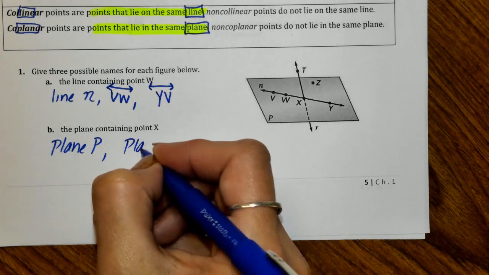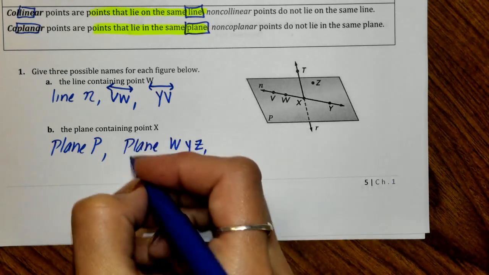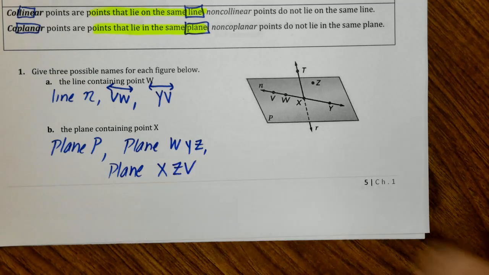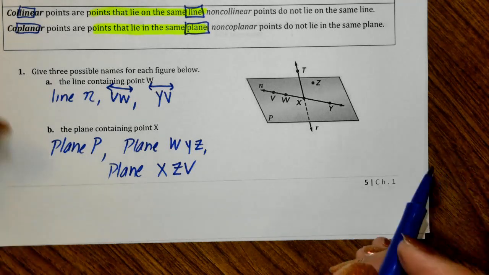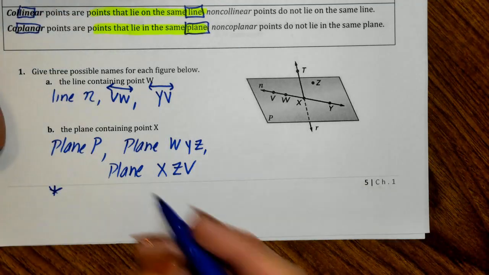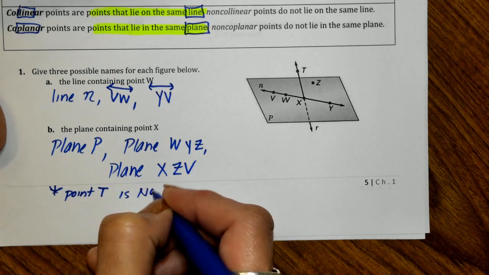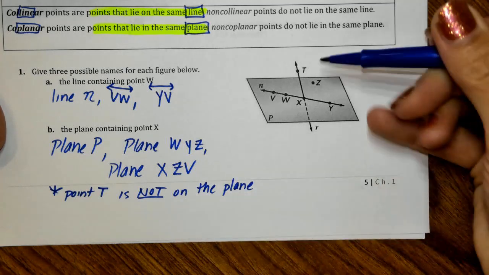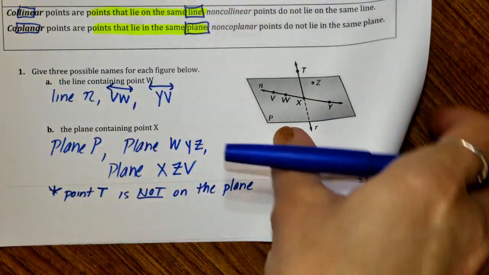So we can call this plane, say, WYZ. We could call it plane XZV, as long as not all three letters are on that line n right there. And here I also want to make sure that we specify that point T is not on the plane. So you cannot use point T either. It's way up here. So let's talk about our intersections.